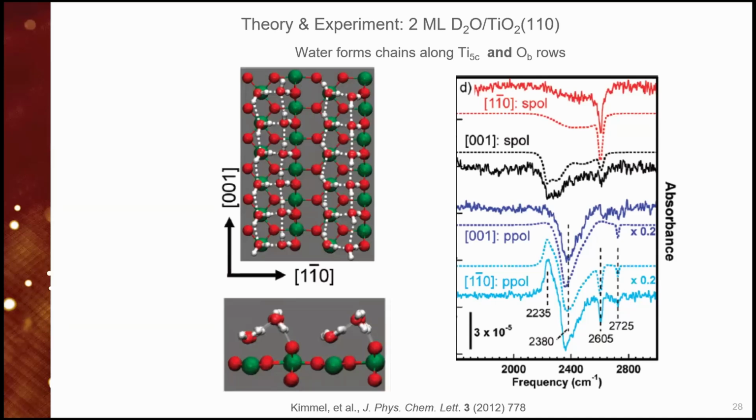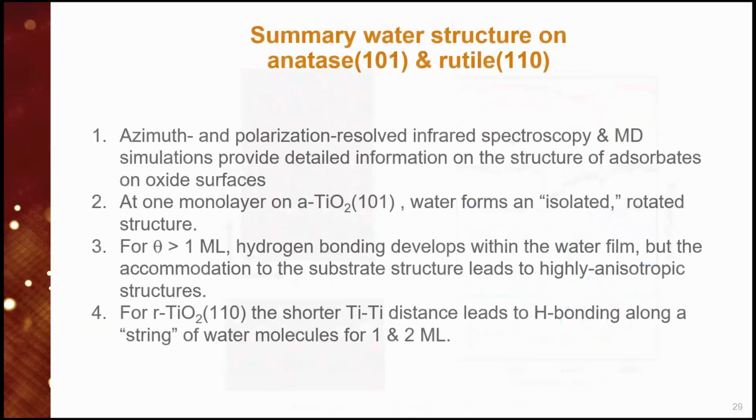If you look at it from the side, you basically have these strings that form along the surface. And there's no network that goes 2D across the surface like there was for the 2 monolayers of water on anatase. The distance here is too long, right? So you took a unit cell that was a little more square on anatase and you squished it and made it a little longer on rutile, and so it promotes strings as opposed to a 2D hydrogen bonding network. Okay, so that's the summary for that part.